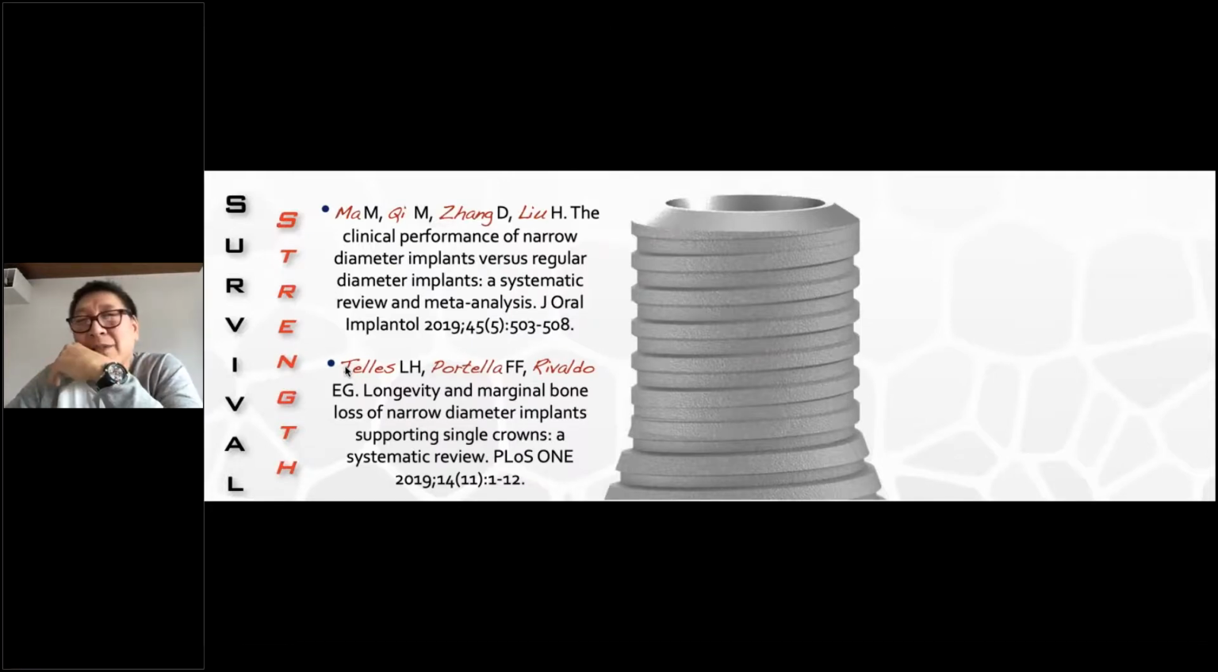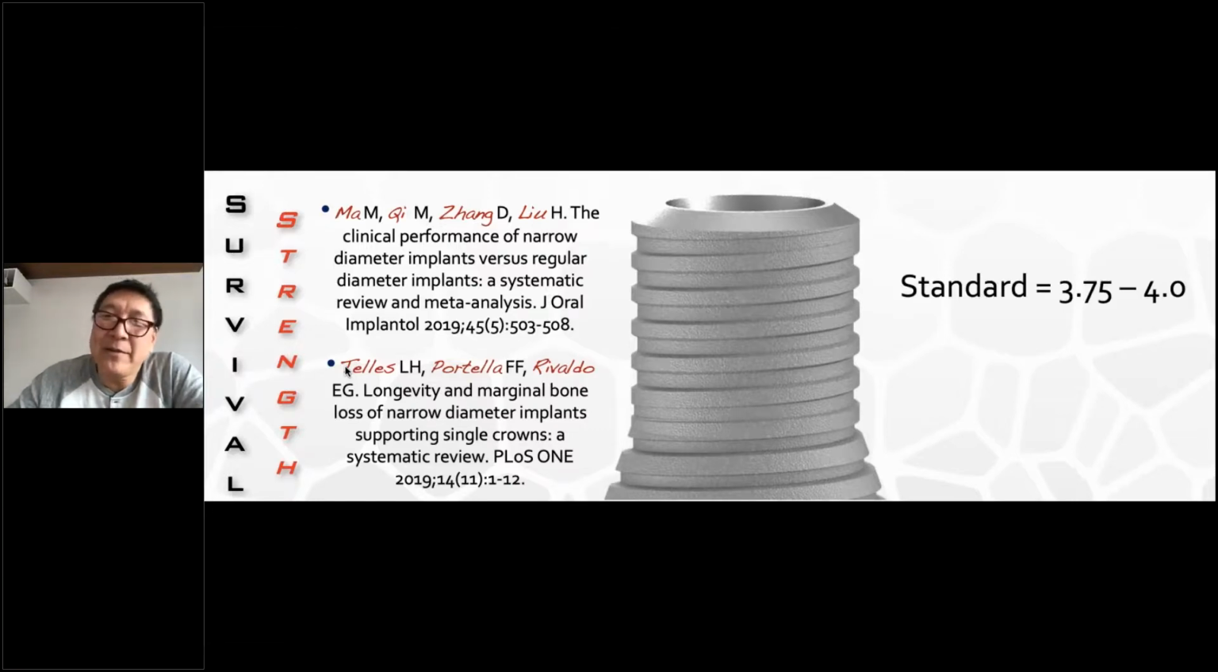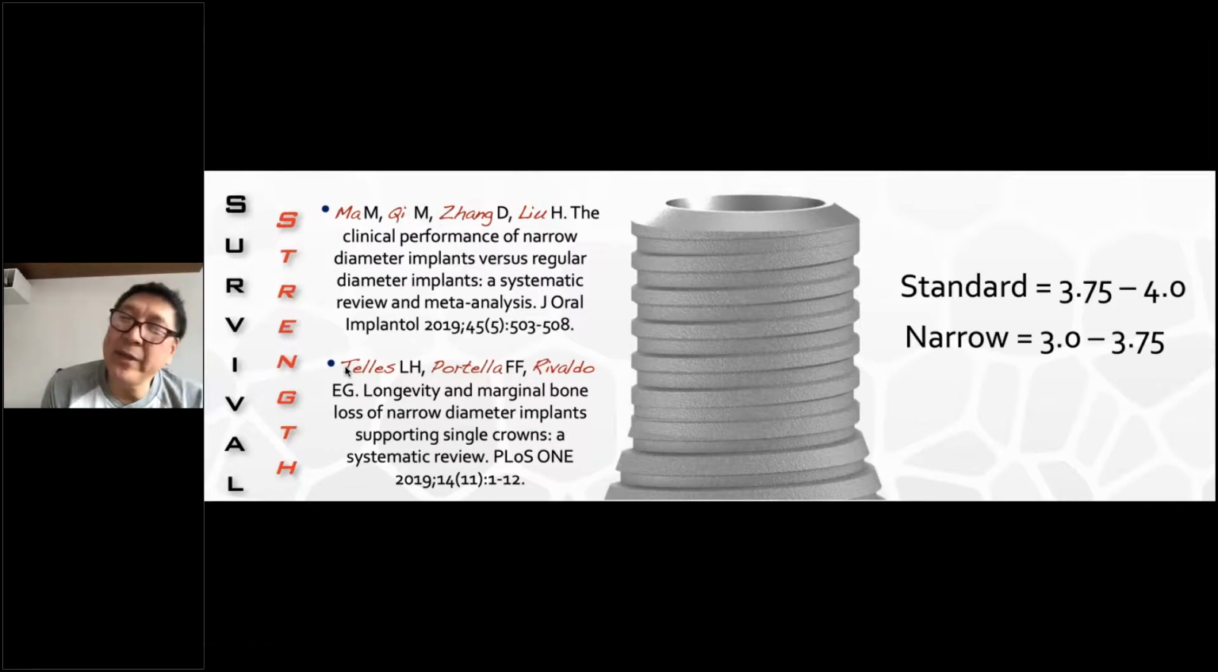The other question then becomes the strength. What about the strength if you reduce it? The reality is we've only reduced the coronal part to either a standard diameter implant or a narrow diameter implant. A narrow diameter implant is considered anywhere from 3 to 3.75. Below 3, there are studies showing that yes, you are potentially weakening it. But right now, we've only gone to a 4 or 3.5 millimeter diameter implant, so we're still within that acceptable range.